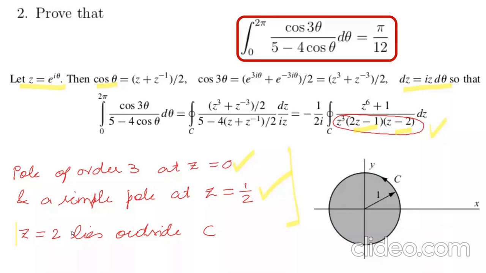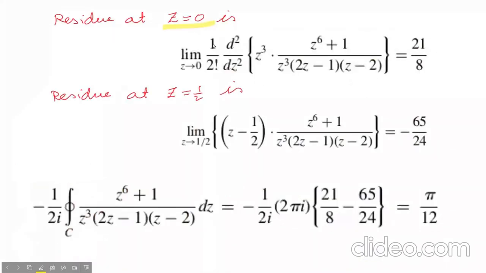So if we find the residue at z equals 0, it will be given by the limit z tending to 0 of 1 by 2 factorial, where this 2 is actually n minus 1 factorial, since I am considering a pole of order n. It will be d2 by dz square of z cube times the whole function. So if you calculate this limit, the residue at z equals 0 will be 21 by 8.